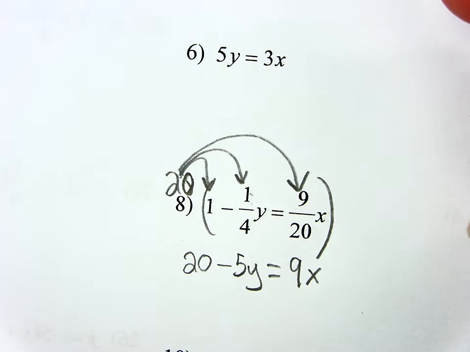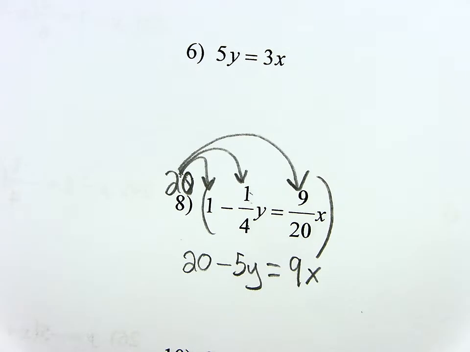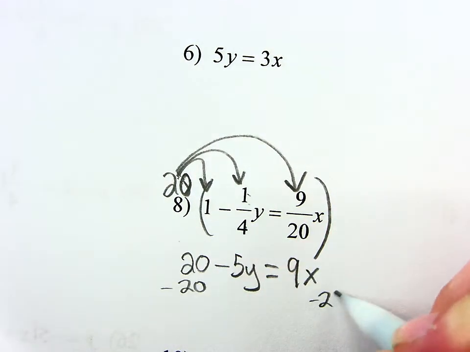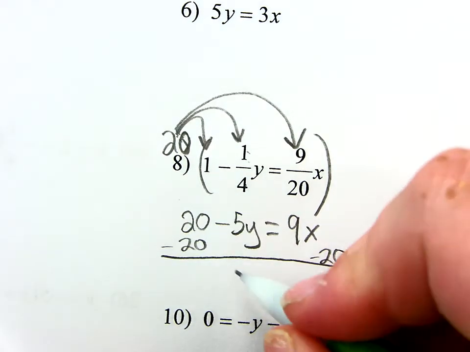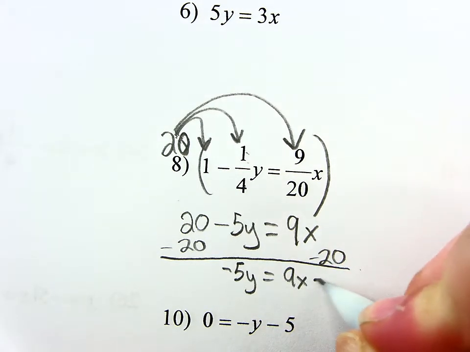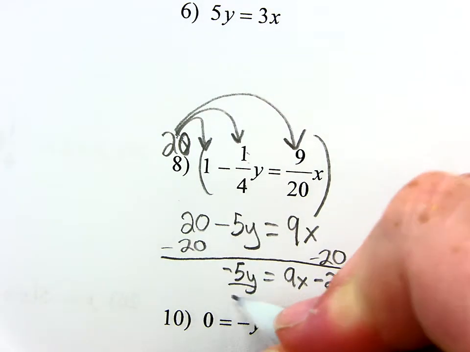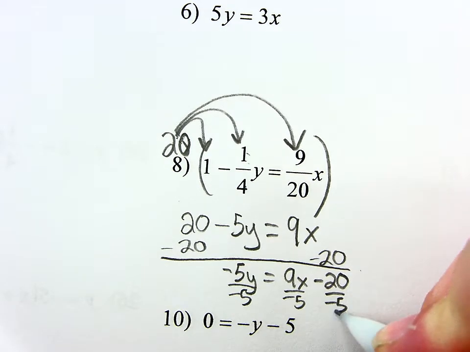I just want to get y by itself. But see how clearing the fractions, now I don't have to deal with them anymore. It's so much better. So what would you do next? I would subtract 20, correct. Watch your signs, right? That 5y is still negative. So you have negative 5y equals 9x minus 20, and then all you have to do is divide by negative 5. And just make sure you divide everybody by negative 5.